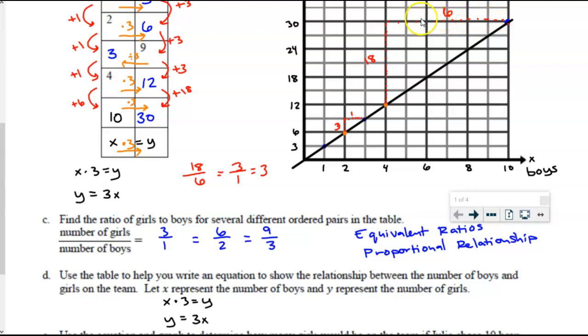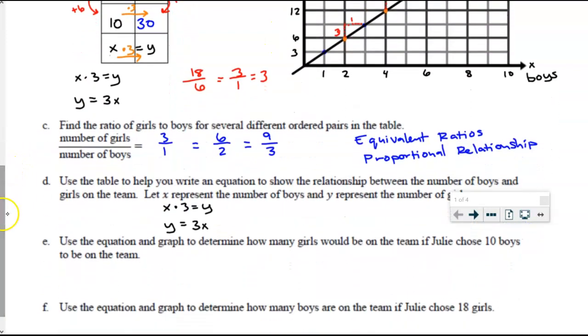What is the y value associated with that? That's 30. How am I going to also use the equation? This is just a simple matter of substituting in what we know. So y is equal to 3x, and Julie is choosing 10 boys. That means I know that this x value is 10, and I substitute that in. y is equal to 3 times x, so y is equal to 3 times 10. Therefore, y, the number of girls that Julie is choosing, is equal to 30.